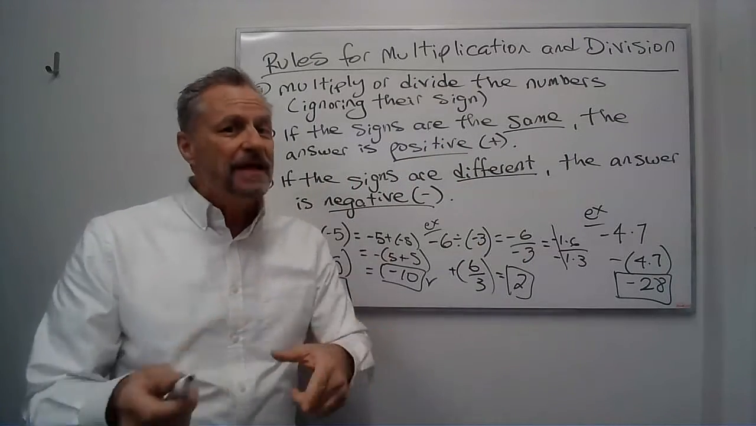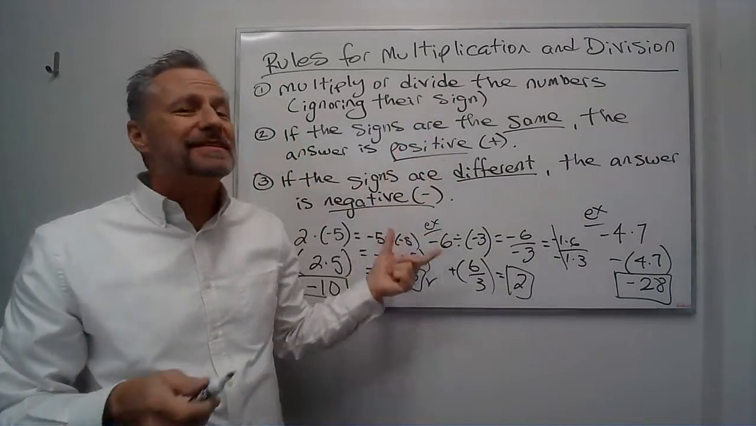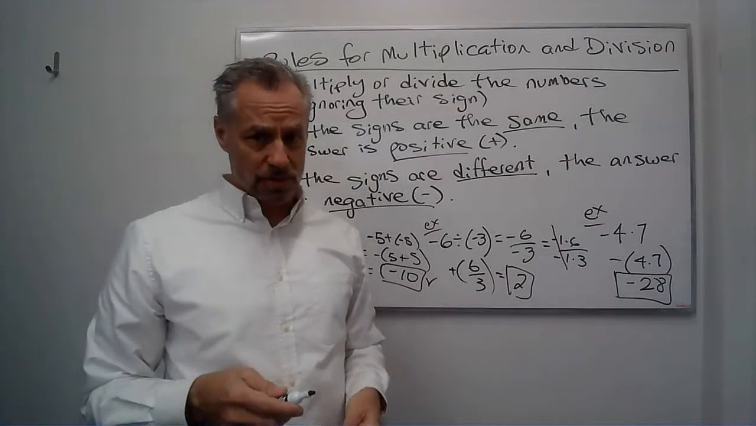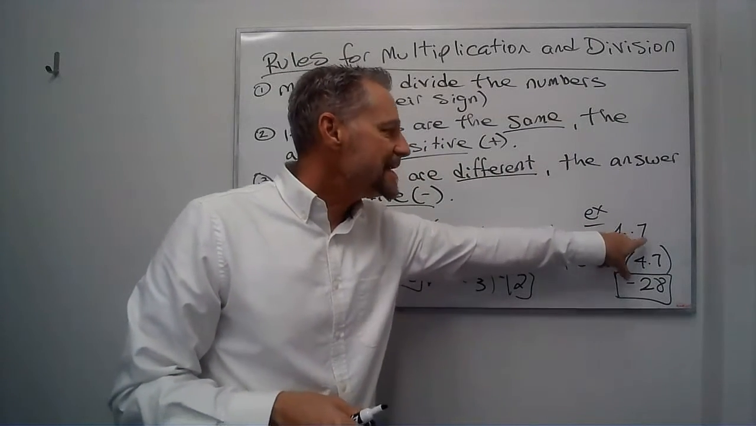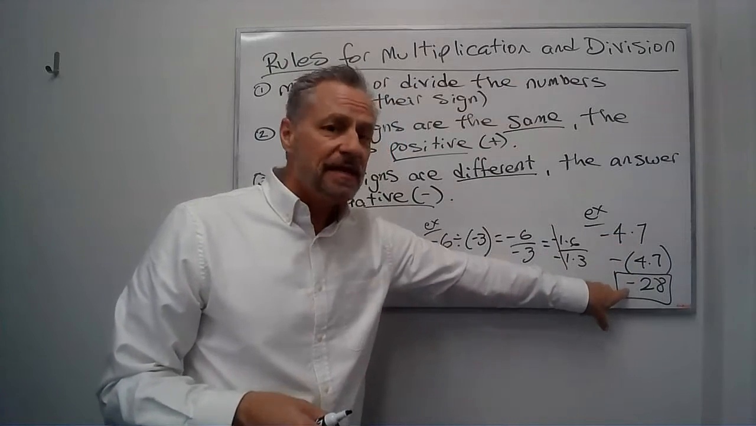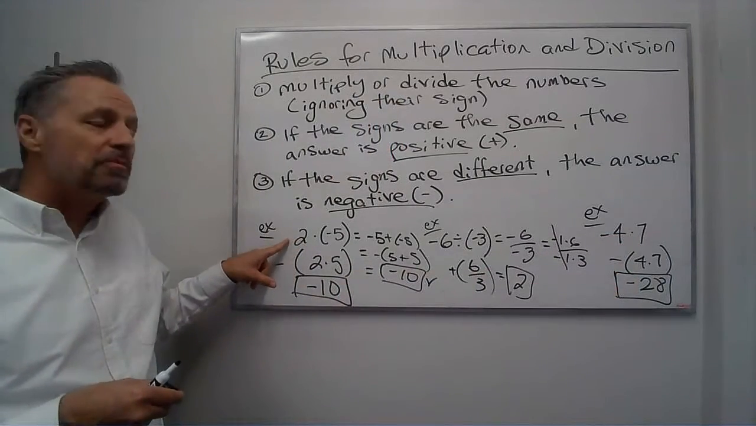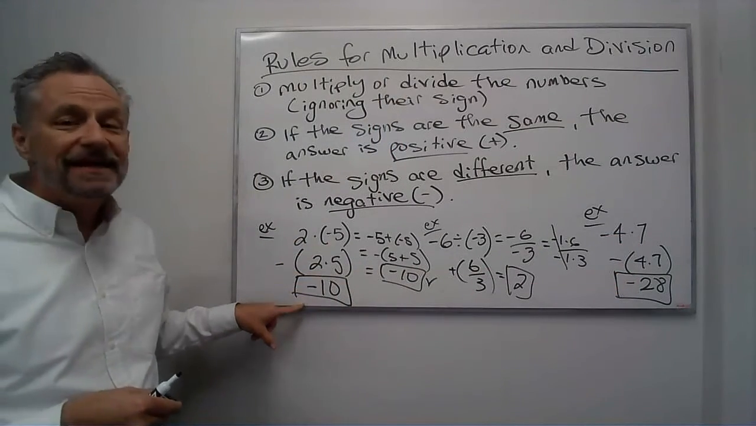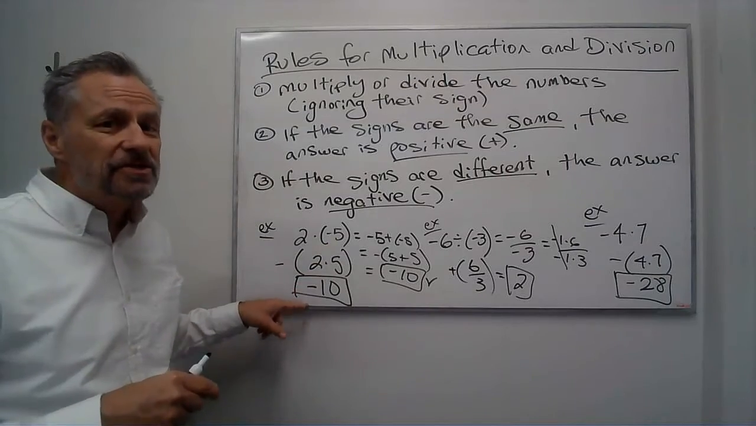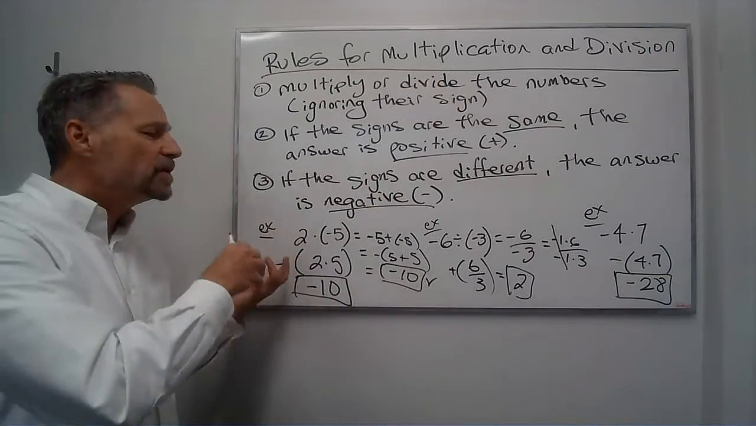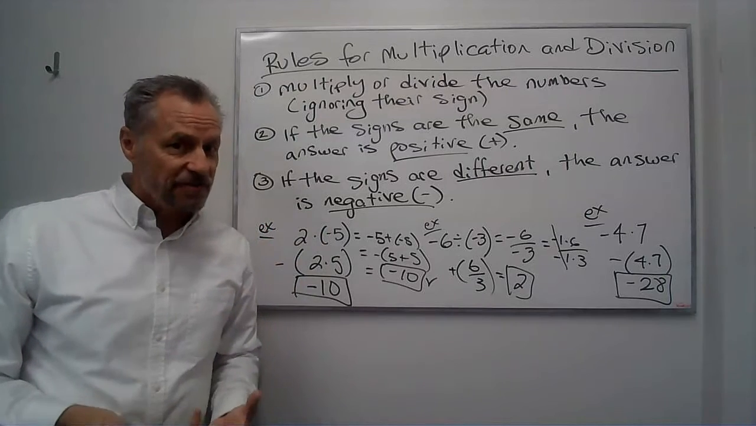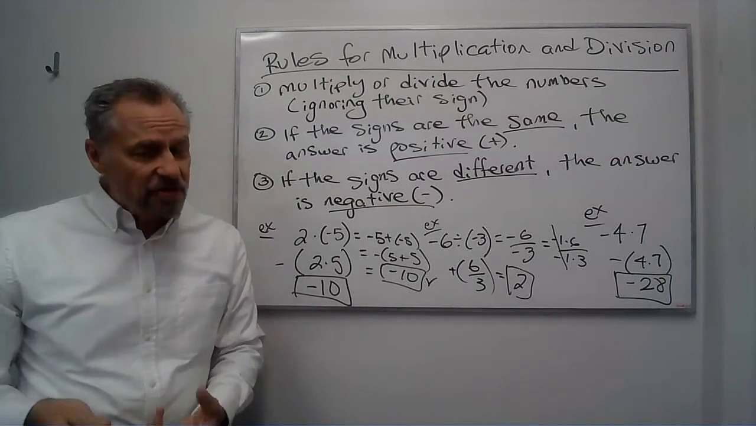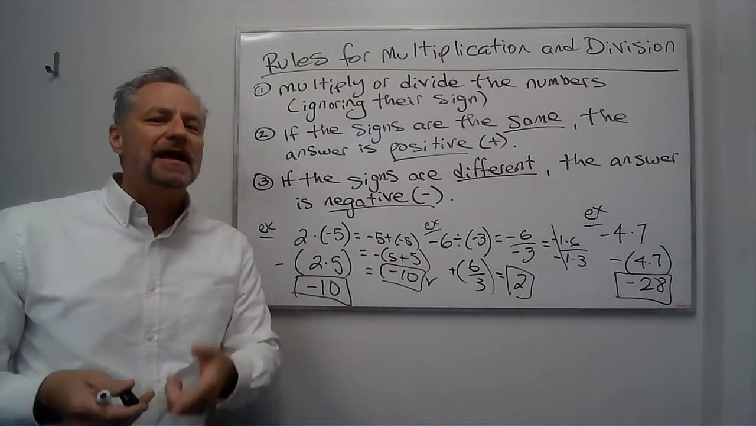Now, be careful. The rules here with the signs are different than the addition rules. Notice here, the smaller number was negative times the positive. It's still negative. Here, the smaller number was positive times the negative. It's also negative. So which one is positive and which one is negative does not matter with multiplication and division. So be careful of these rules, practice them, and you'll get them pretty quickly.